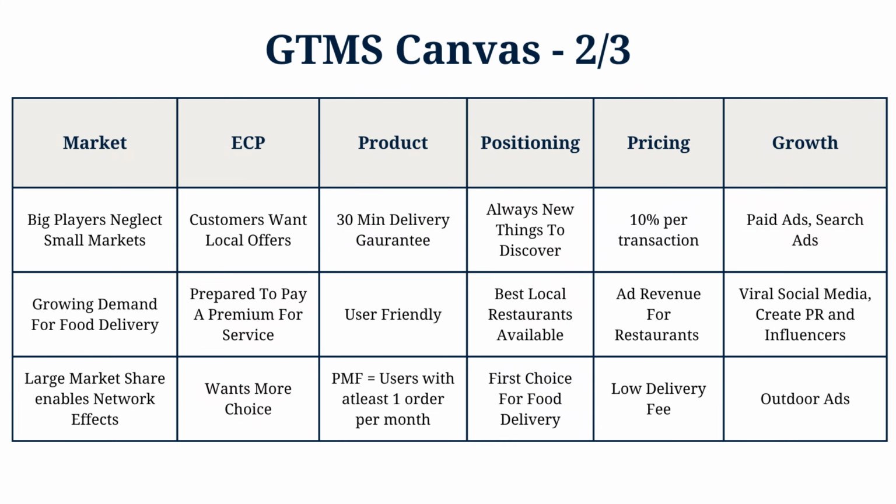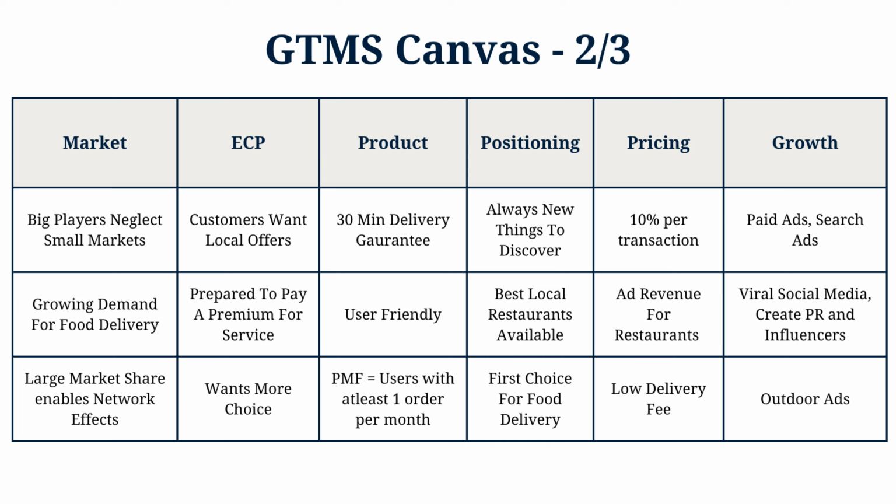So when they talk about the market, what are the conditions of the market? Big players neglect small markets. Growing demand for food delivery. Large market share enables network effects. Right? This is a market where network effects are very easy. The more restaurants you have, the more users you have, the more users you have, the more restaurants you have, and it becomes a vicious cycle of exponential growth.